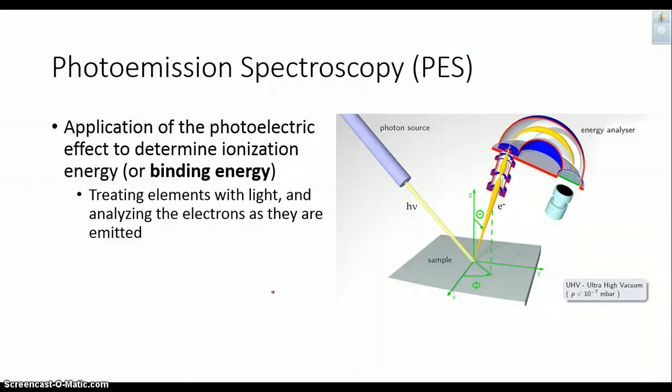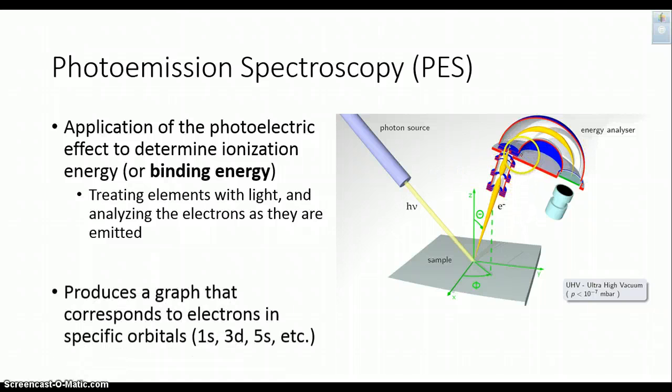The binding energy essentially is another term for how strongly the protons hold on to its electrons, which is then another term for effective nuclear charge. Essentially, you treat elements with light, and then you analyze the electrons as they're emitted away from it. So this right here is your sample down here on the base. You shoot some sort of light on it, and that light is supposed to eject these electrons, which are sent through this analyzer that essentially uses magnets to guide the particles and see what you get out of it.